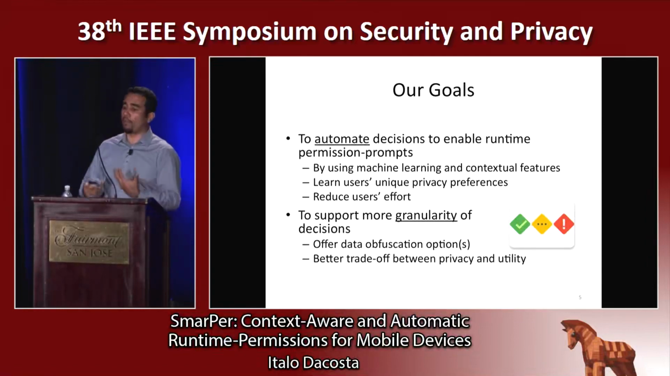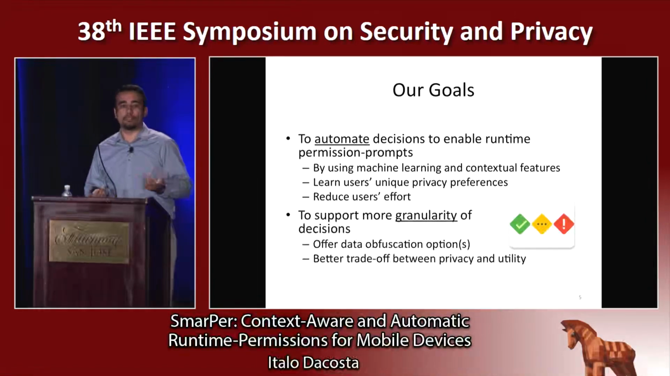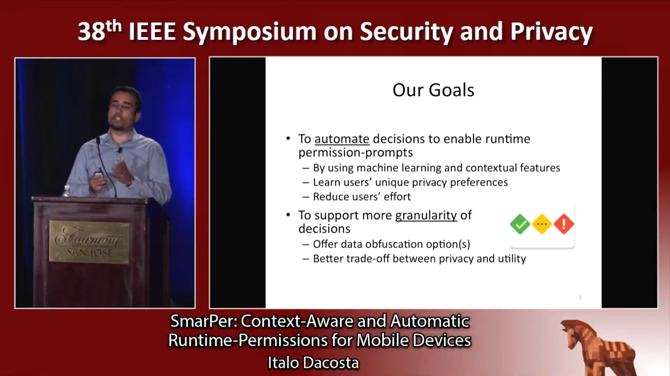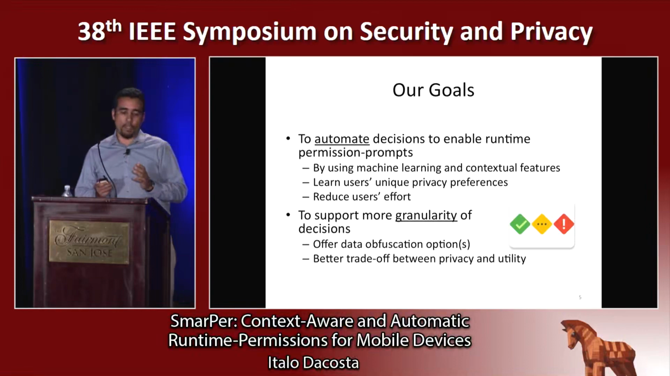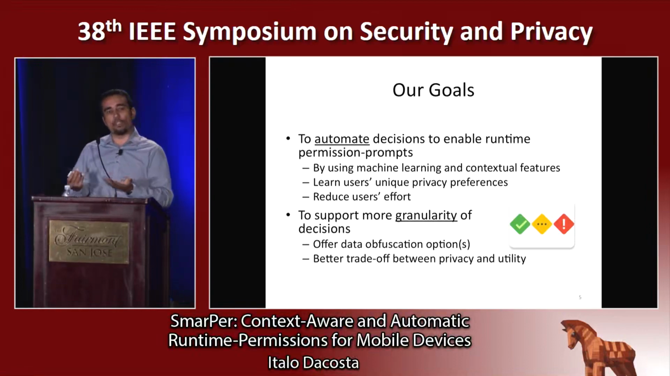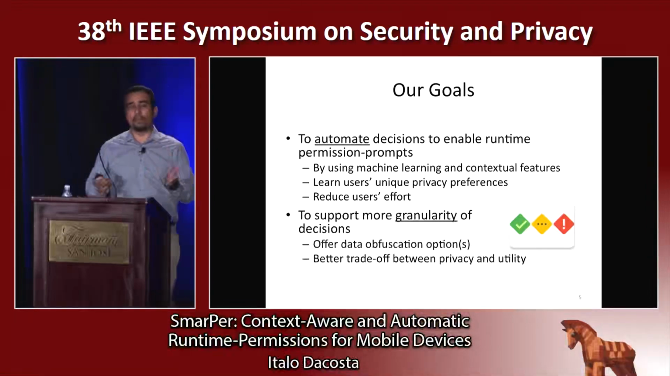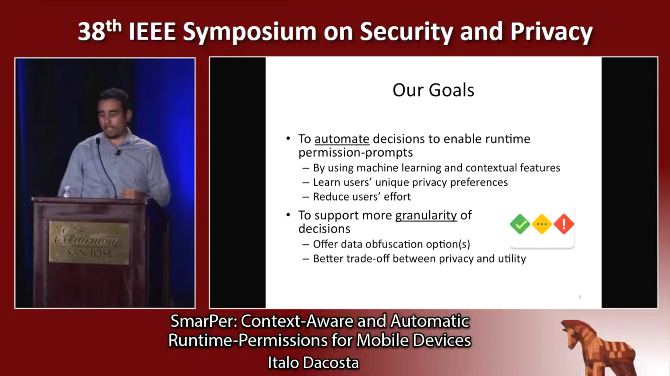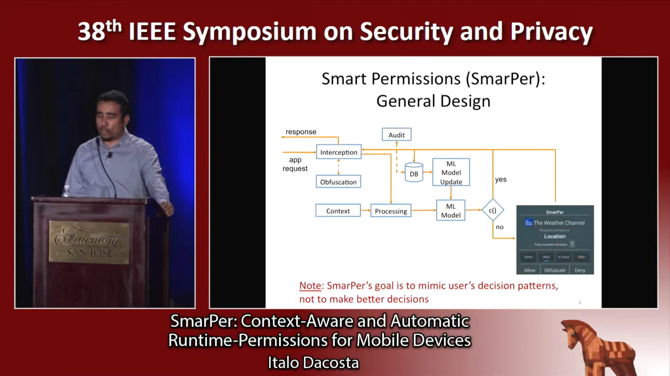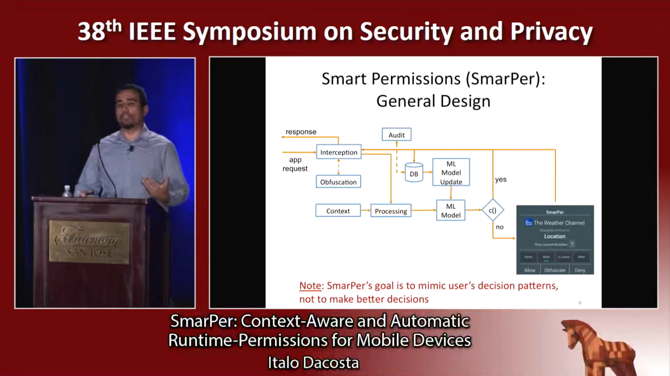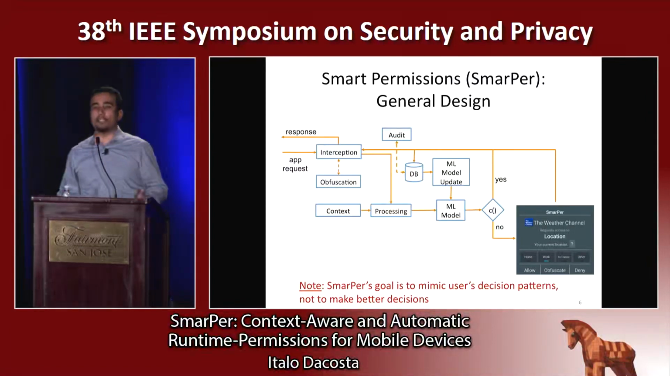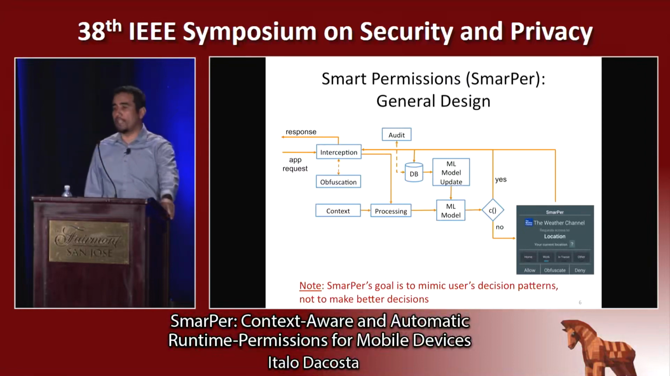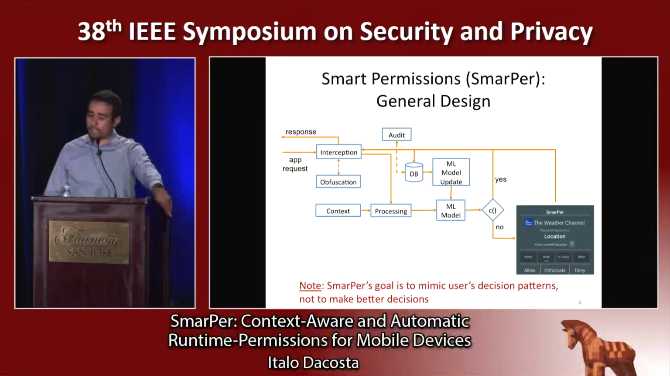Second, we want to provide users with additional decision levels, not only allow or deny, but intermediate levels where you can share partial information in order to gain some utility and obtain a better balance between privacy and utility. So we envision these goals as a more advanced permission system that we name SmarPer, for Smart Permissions. And here we can see the general design of the system.